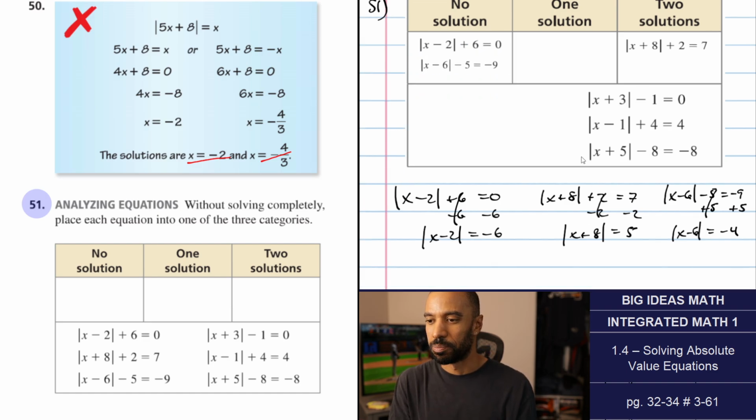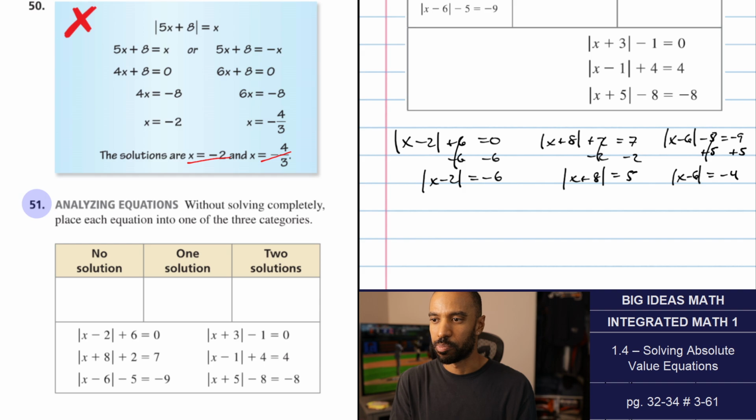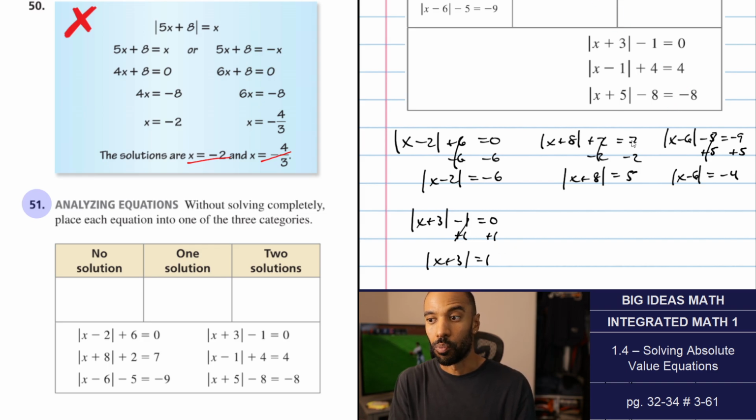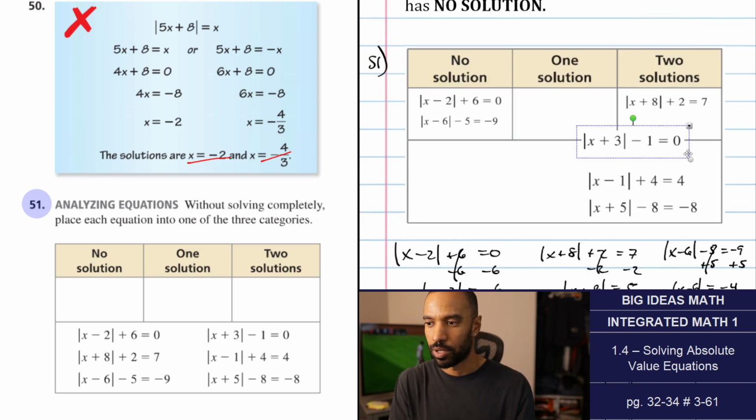Anyway, next one. Absolute value of x plus 3 minus 1 equals 0. If I add 1 to both sides, I get absolute value of x plus 3 is 1. 1's a positive number. That can get us 2 solutions. It will get us 2 solutions. It's not a can. It will.